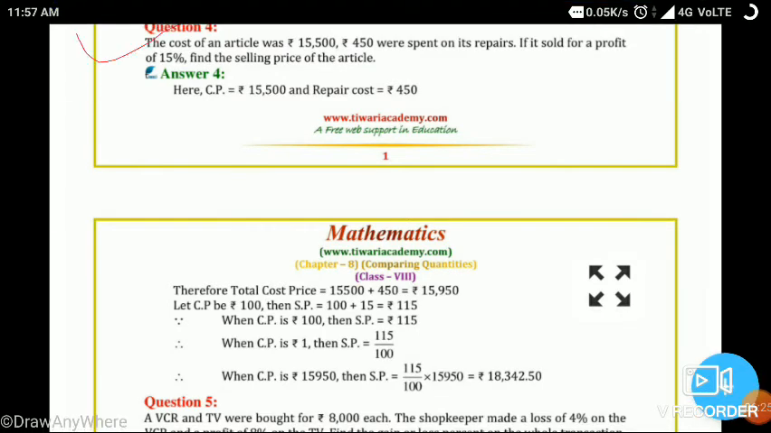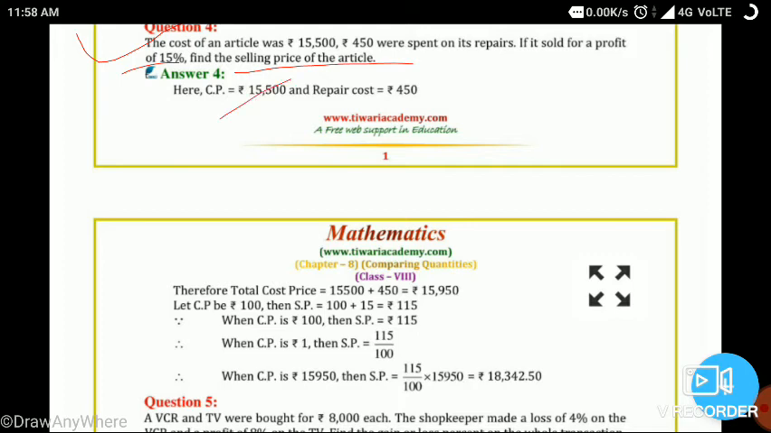Now students, see question number 4. The cost of an article was rupees 15,500. Rupees 450 were spent on its repairs. If it sells for a profit of 15%, find the selling price of the article. So here the cost price is given, and after that some additional cost is also given. Okay, and if it is sold for a profit of 15%, we have to find the selling price of the article.